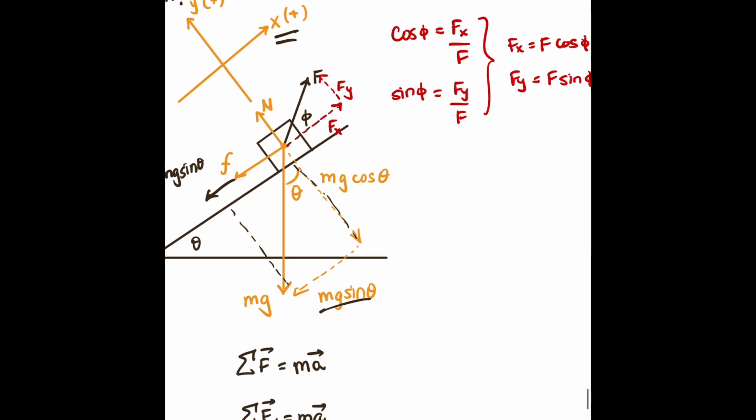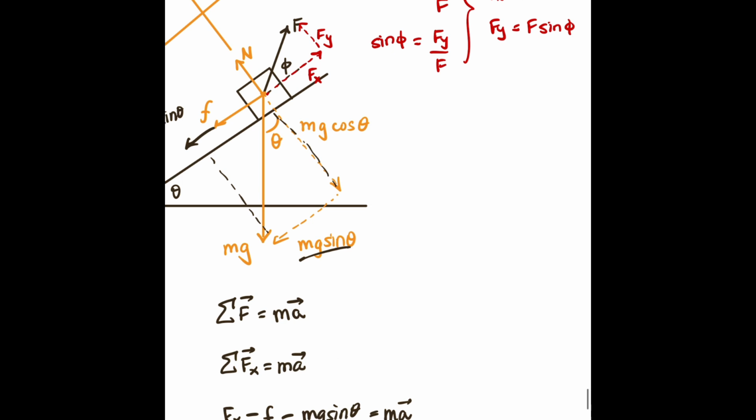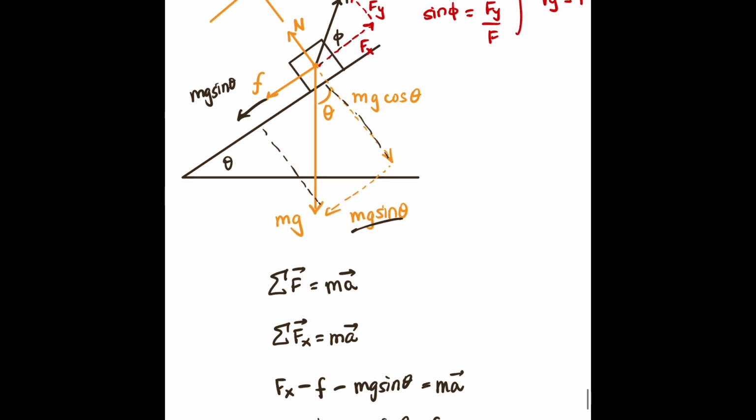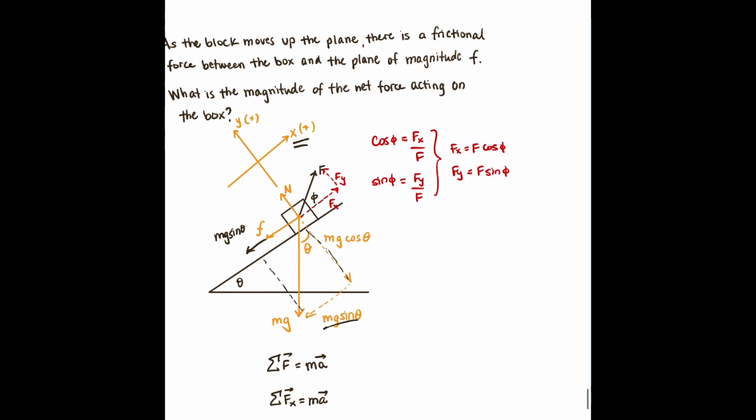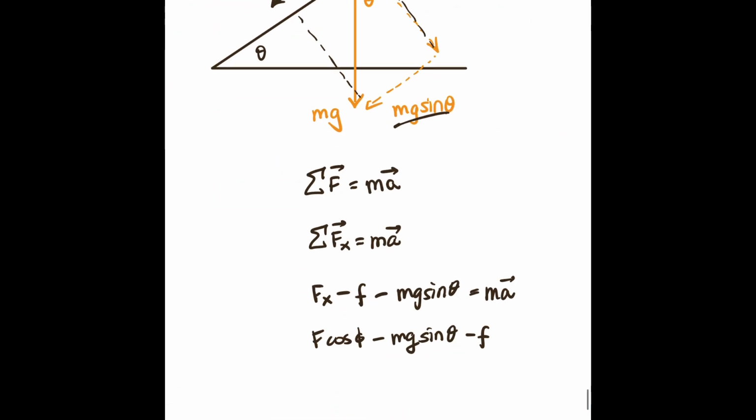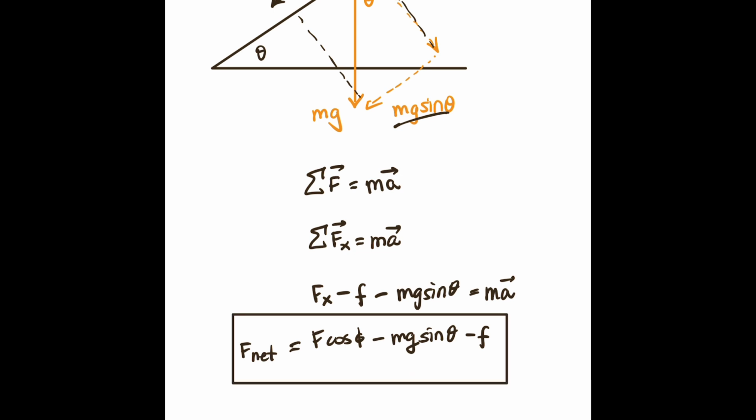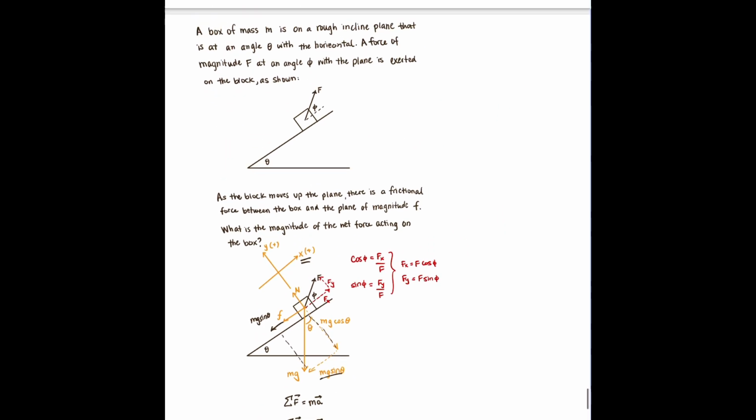And we know, because we calculated it, that Fx is F cosine of phi minus mg sine theta minus f. And this is the magnitude of the net force acting on the box. And that's it.